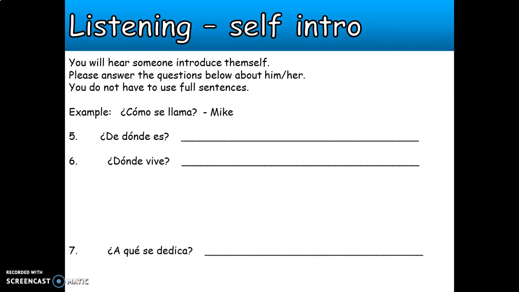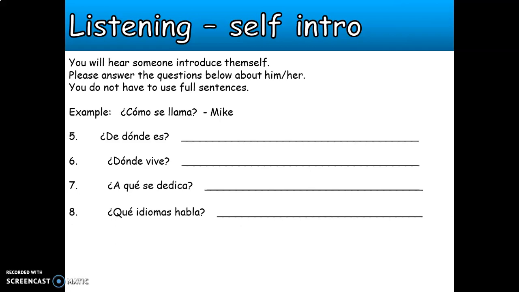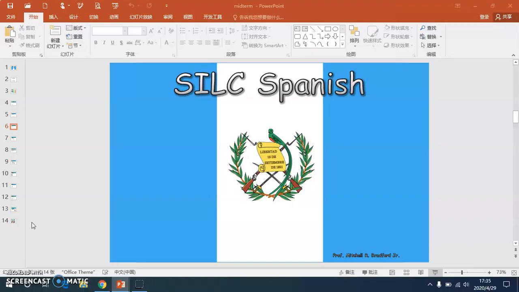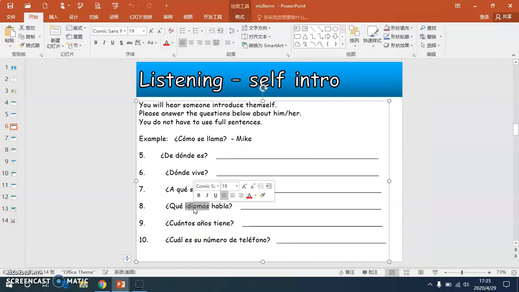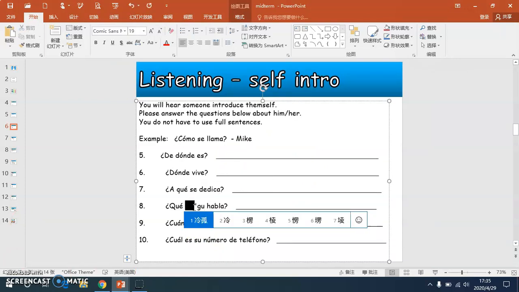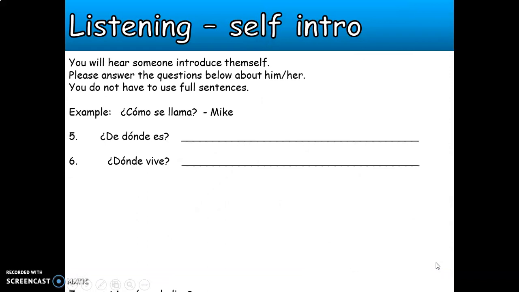es, de dónde vive, a qué se dedica, qué idiomas, no wait, sorry, not idiomas. This should be lenguas. I didn't teach you guys idiomas. Lo siento, chicos. So idiomas means the same as lenguas. Okay, I need to fix that later. So lenguas.